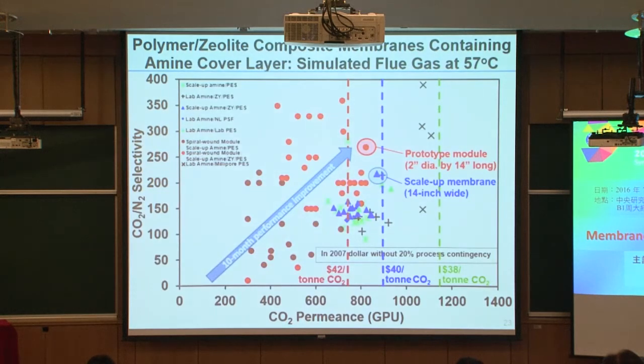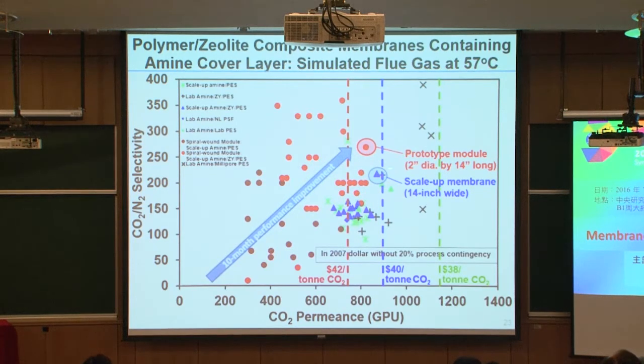Here, let me walk you through the slide. We plot the CO2/nitrogen selectivity versus CO2 permeance. Initially, the performance was not really that good because my student needed time to learn how to make a spiral wound membrane module. We had to glue it and avoid leakage. That's why the performance was not that good. But eventually, it took about 10 months, we got it.